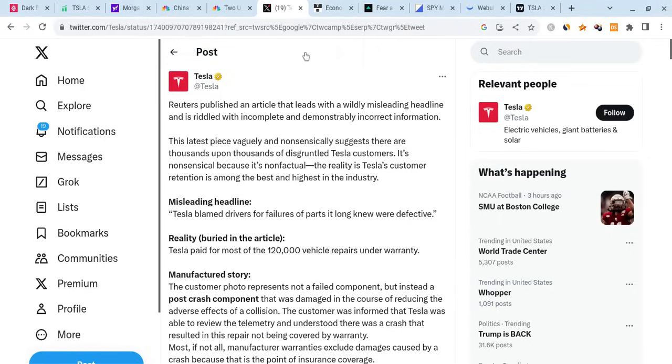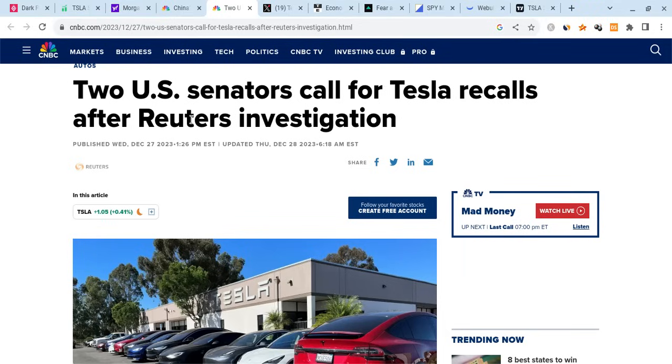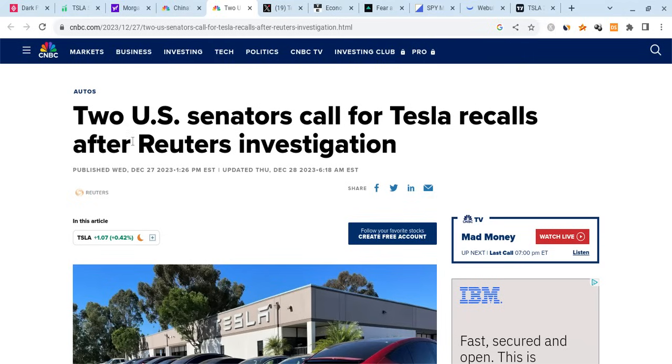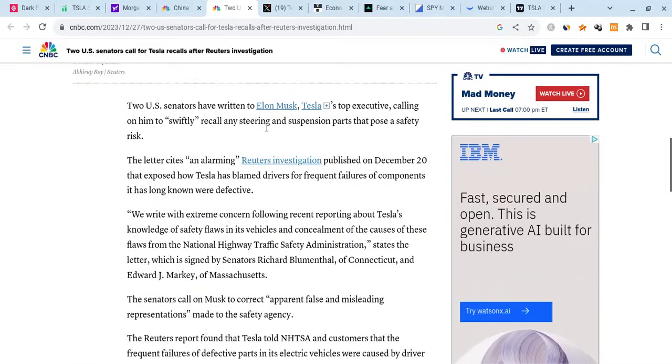But this article led to some more effects which were very, very negative for Tesla. So this news came out yesterday, but this started to make a lot of headlines today. Two U.S. senators called for Tesla recalls after the Reuters investigation. So this is very important. First off, this Reuters article was not entirely true, and yet the senators are now attacking Tesla and also Elon Musk. And this is some big news.